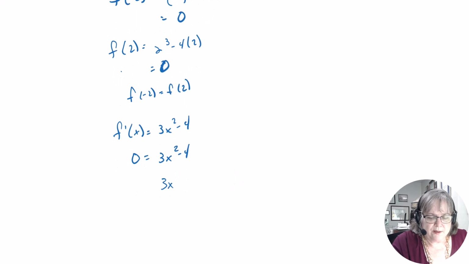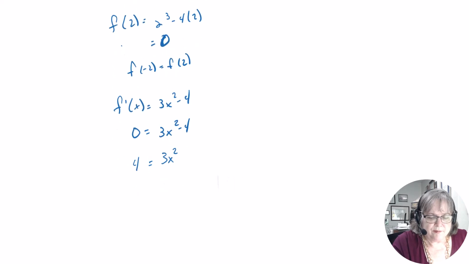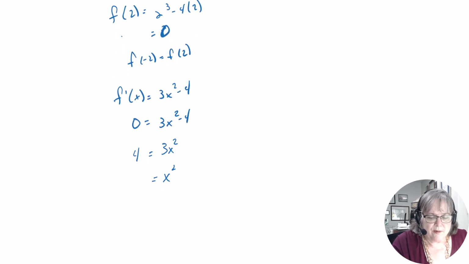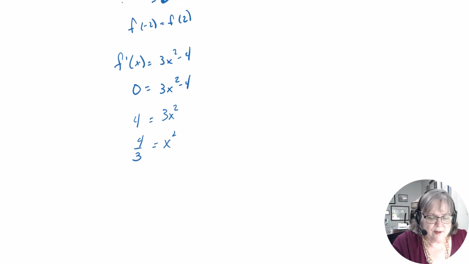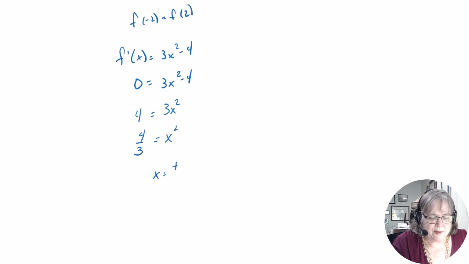So 3x squared is equal to 4. X squared is equal to 4/3. Square root both sides, x is plus or minus 2 over the square root of 3, right? And depending on your teacher, some of them are going to want you to rationalize that. I do not. In my experience, as limited as it is, I've worked with scores of teachers. Most of them do not make you rationalize the denominator in calculus, but it sort of depends.